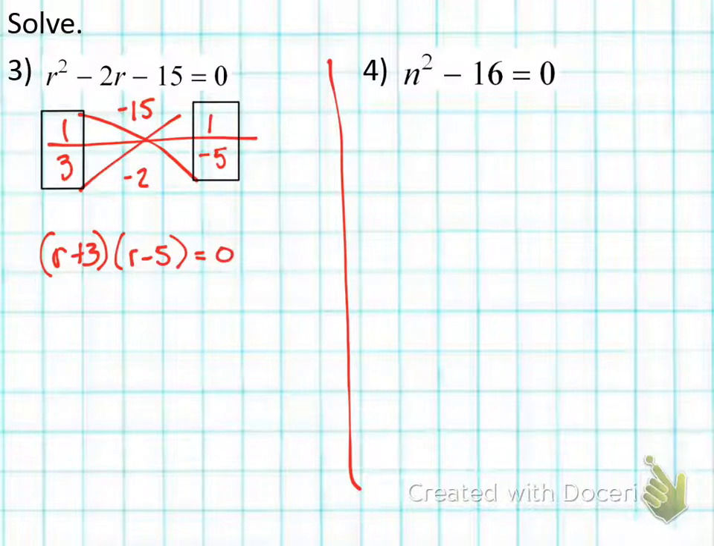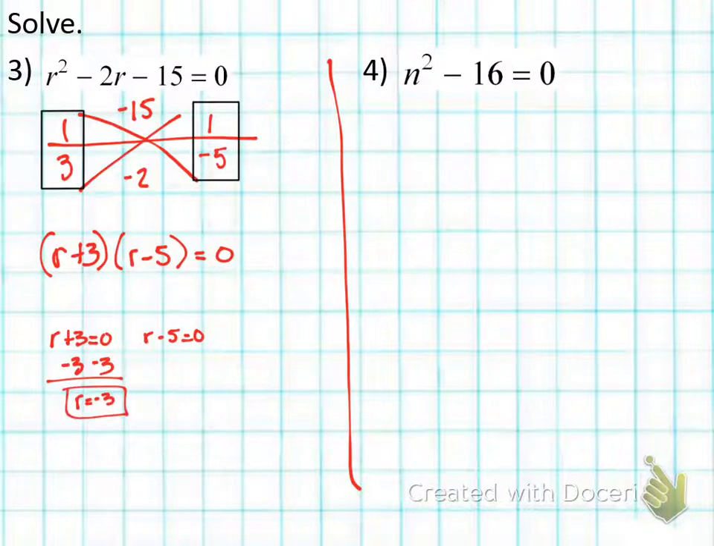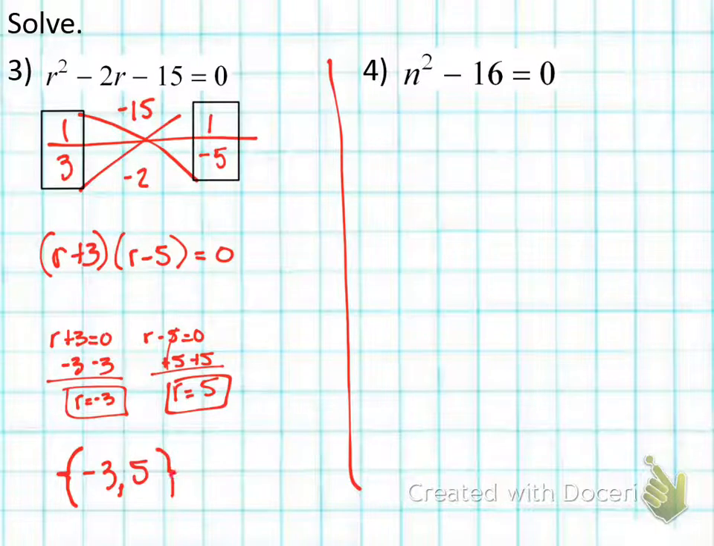Go. Okay, remember it's going to be r plus 3 equals 0. This is zero product property. R minus 5 equals 0. So subtract 3 on both sides here. You get r is equal to negative 3. And then over here you get adding 5 to both sides. You get r is equal to positive 5. When you're writing the set notation for this one, it looks like parentheses with a little point at the end. So it's going to be negative 3, comma, 5. That's it.